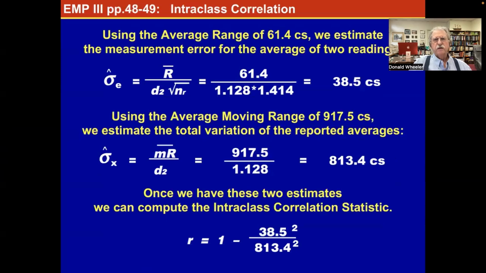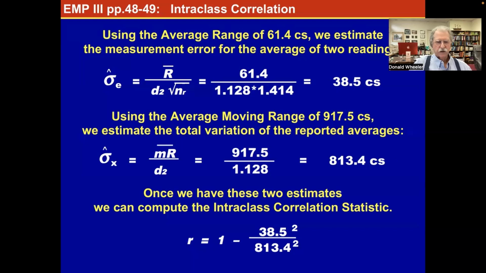Using the average range of 61.4 centistokes, we estimate the measurement error for the average of two readings, sigma E hat, to be 38.5 centistokes. Using the average moving range of 917.5 centistokes, we estimate the total variation of the reported averages, sigma X hat, MR bar over D2, to be 813 centistokes.